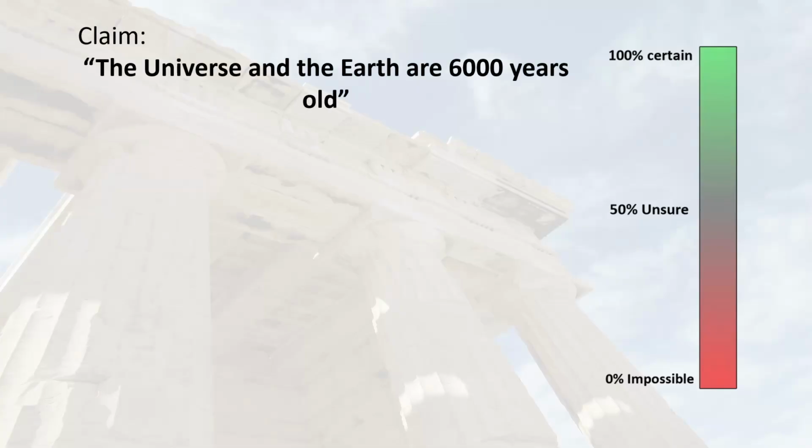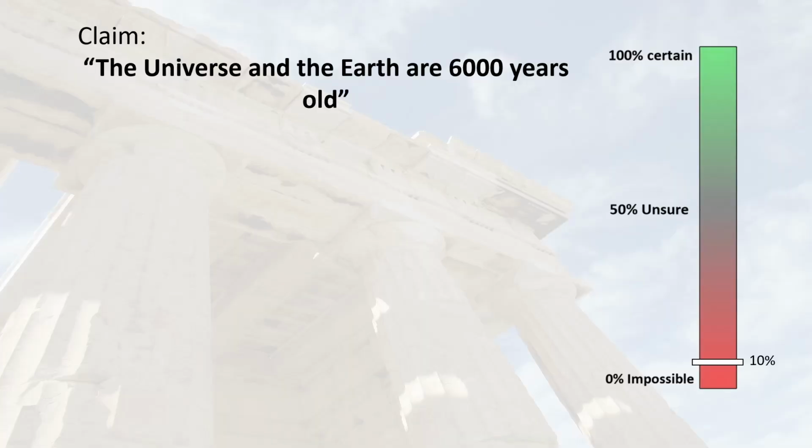So the next claim, the universe and the earth are 6,000 years old. This is a claim by a minority of Christians. Of course, this goes against scientific explanation, so this starting point will be about 10%. It's not contradictory and we can verify it, but it goes against science, so 10%. So what science does this go against? First, we have the observable universe.